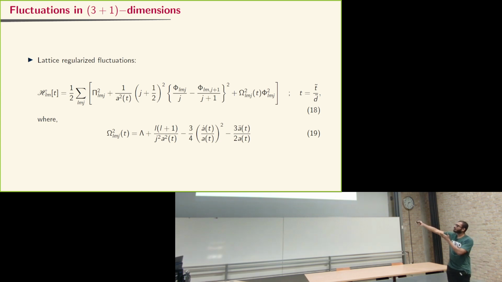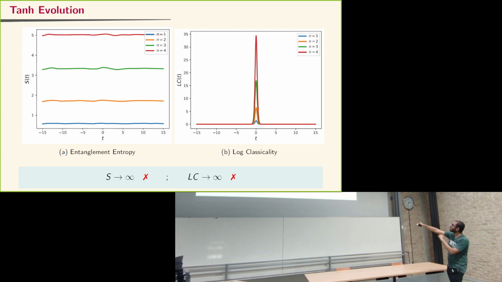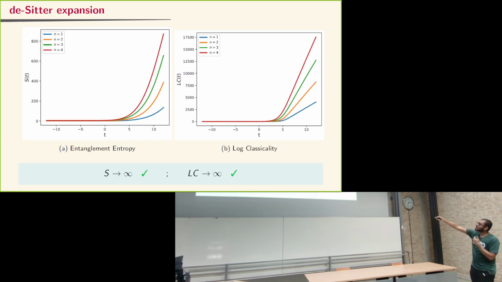So here's an example. In 3+1 dimensions, if you consider a scale factor a(t), you can, as I mentioned earlier, bring it to a harmonic oscillator lattice form. And then when you look at evolutions such as a tanh evolution, where you have asymptotically constant a(t) in the past and the future, you see that there is no runaway decoherence, there is no runaway squeezing. But on the other hand, if you look at de Sitter expansion, you see that there is a runaway decoherence and a runaway squeezing.